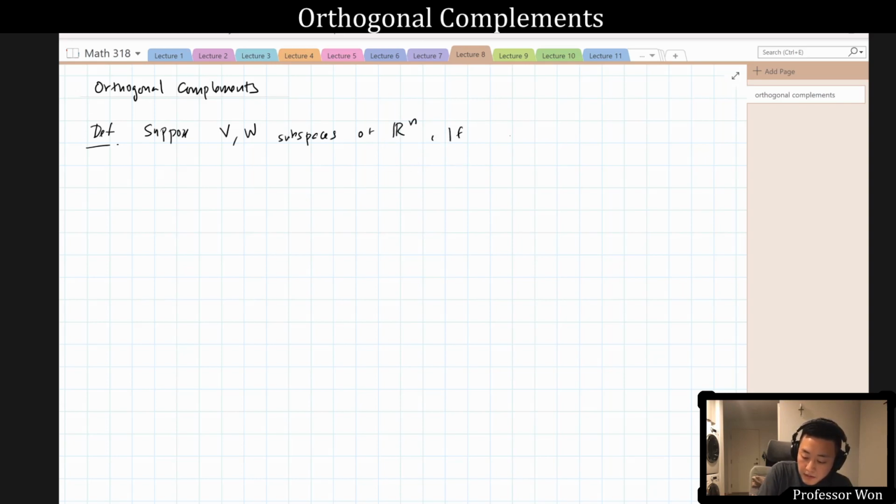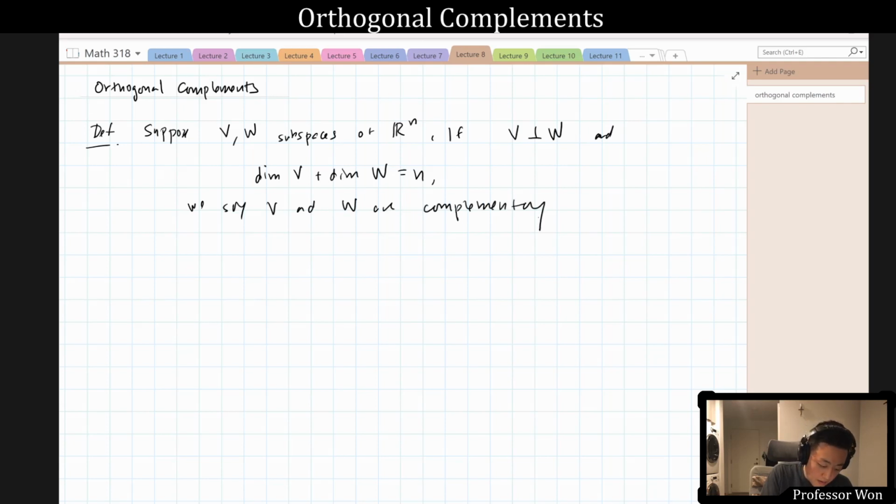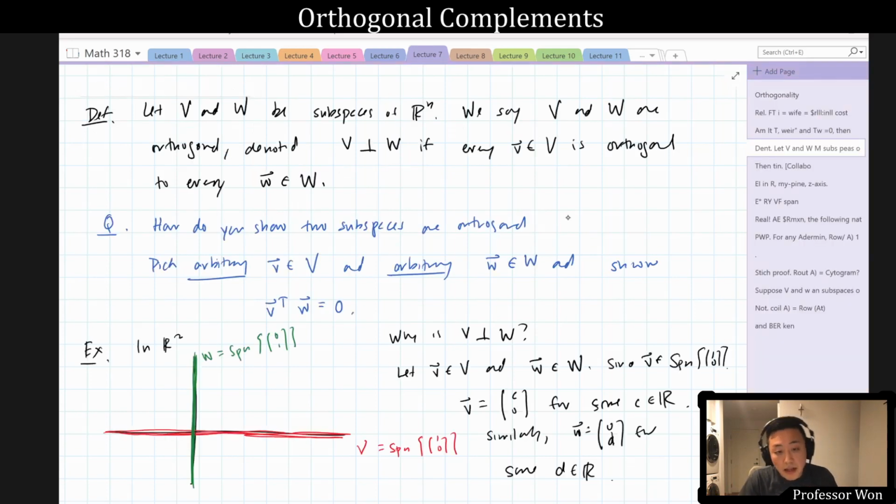Then if V is orthogonal to W, and the dimension of V plus the dimension of W equals n, then we say that V and W are complementary subspaces. So there are two subspaces that are orthogonal to one another, and their dimensions sum up to the entire dimension of the space.